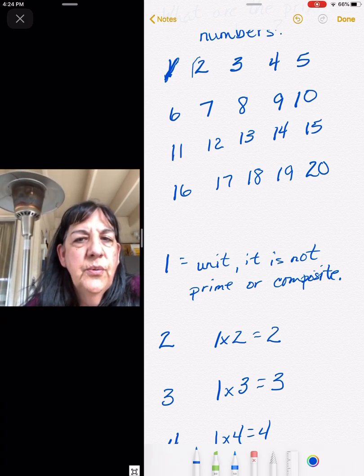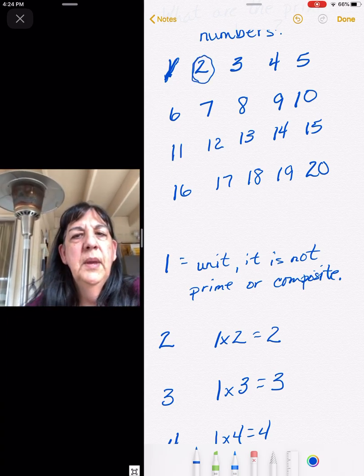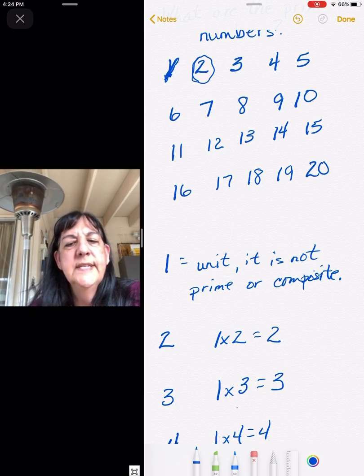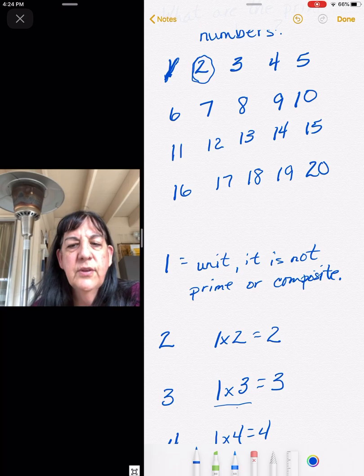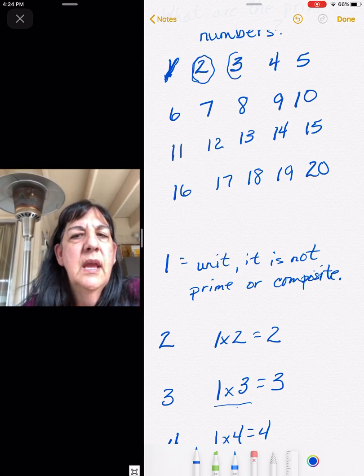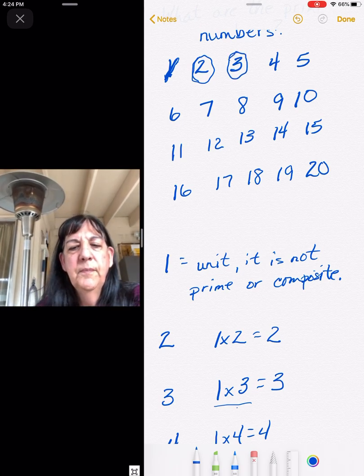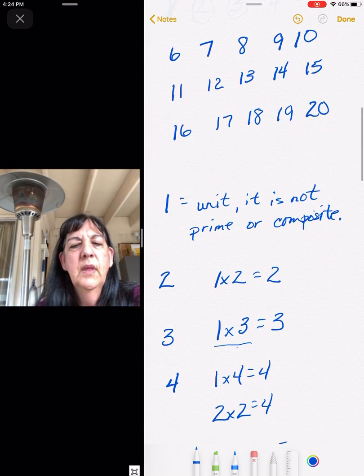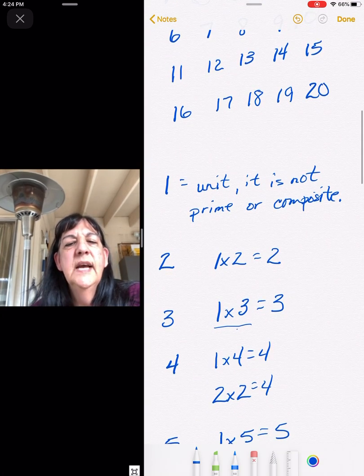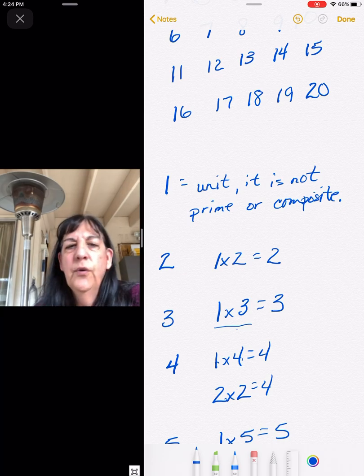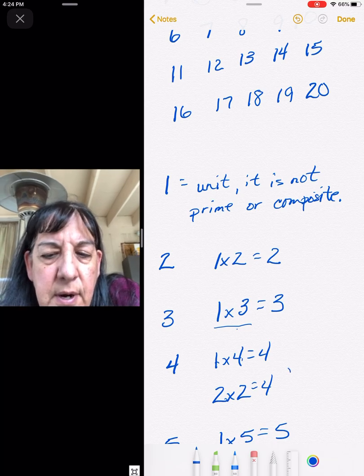So 2 would be a prime number. 1 times 3. Those are the only two numbers I can multiply together to get 3. So 3 is a prime number. 1 times 4 equals 4. 2 times 2 equals 4. So I have 1, 2, 3 factors for 4. 4 cannot be a prime number. It's a composite number.